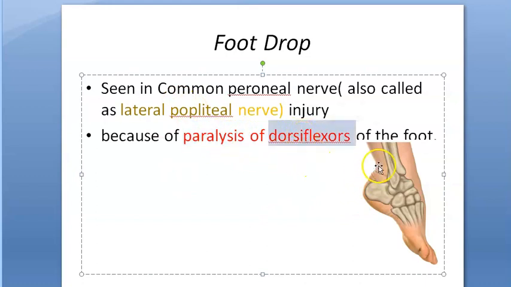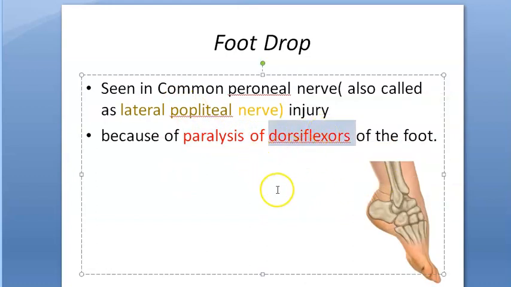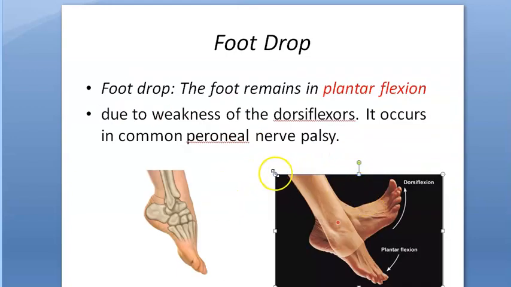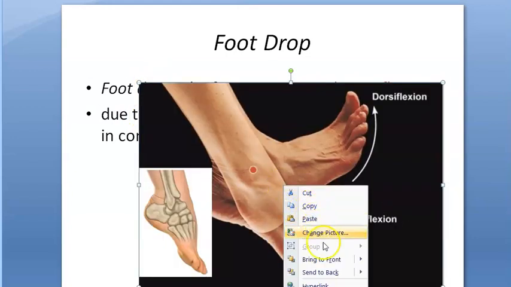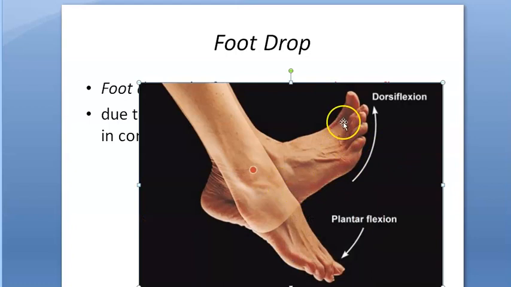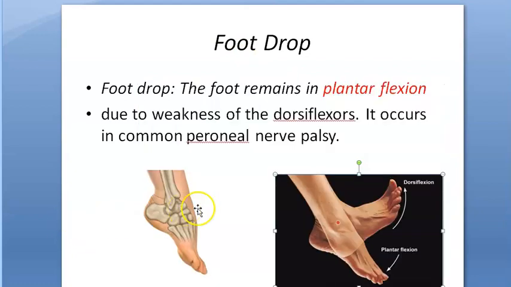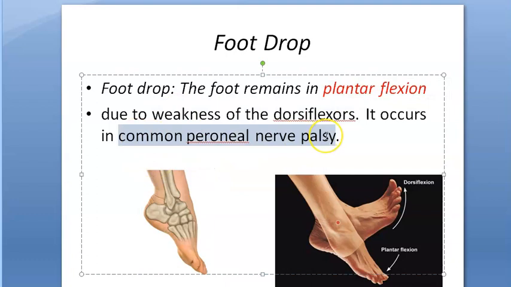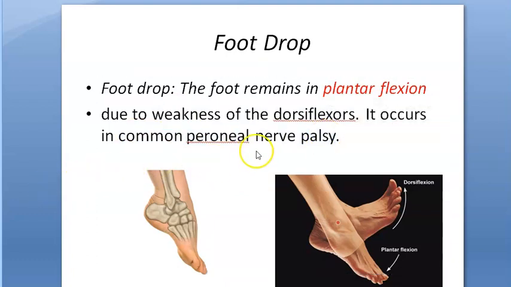Paralysis of dorsiflexors. So dorsiflexion will not happen. What is dorsiflexion? See this image here. This is dorsiflexion. So you will not be able to lift, right? All the dorsiflexors are paralyzed. So how will the foot be? It will be in plantar flexion. You can see the foot remains in plantar flexion due to the weakness of the dorsiflexors. This will happen in which nerve palsy? Common peroneal nerve palsy.